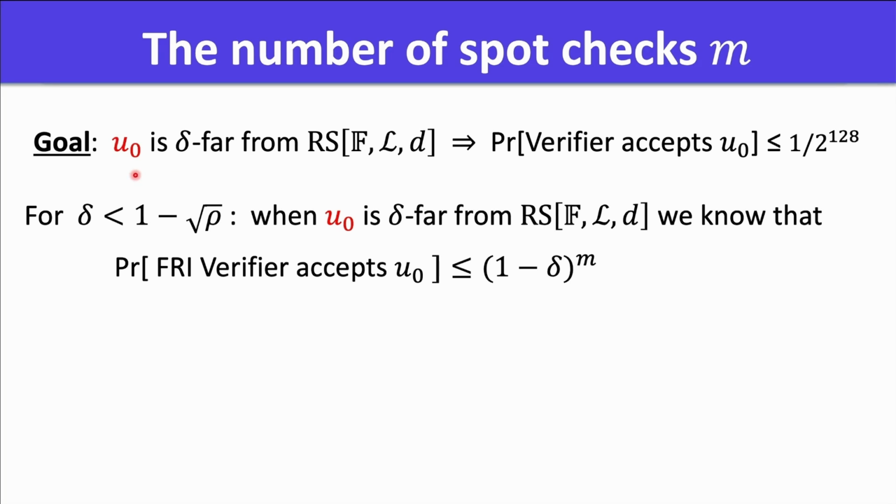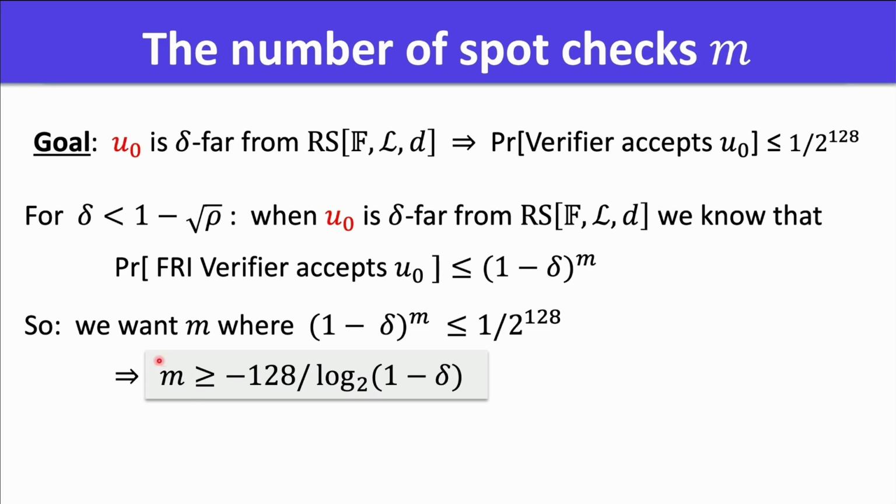So remember, we want to make sure that if U0 is delta far from the original code, the verifier will reject with high probability. Typically, what we mean by that is that the probability that the verifier accepts U0 is less than 1 over 2 to the 128. So if delta is below the Johnson bound, we know that when U0 is delta far from the code, the verifier will accept U0 with probability at most (1 minus delta) to the m. That's what we just proved using the FRI method.